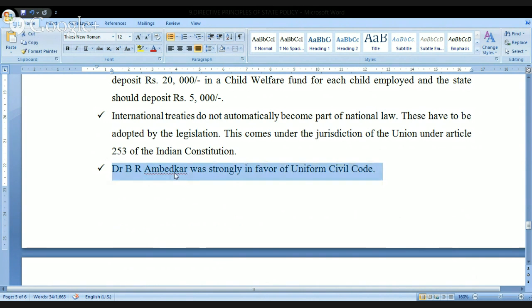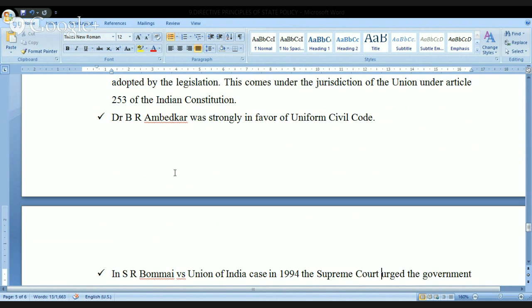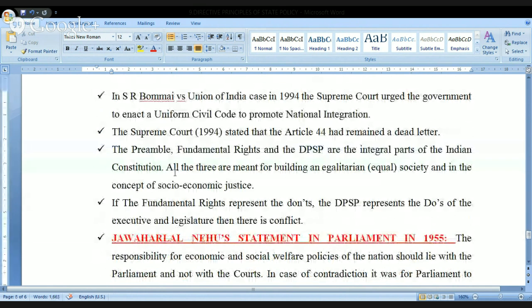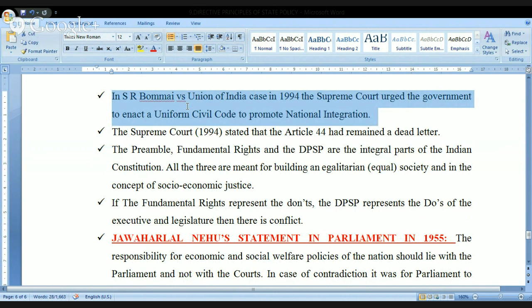And Dr. B.R. Ambedkar was strongly in favor of a uniform civil code, and he was the person to say that as early as possible, this UCC, Uniform Civil Code, has to be implemented. This is the statement made by Dr. B.R. Ambedkar. Next, look at this. We have some more points. In the S.R. Bommai versus Union of India case of 1994, the Supreme Court urged the government to enact a uniform civil code to promote national integration. It is only a suggestion that was made by the Supreme Court, but the Supreme Court cannot give a direction. Kindly remember this. Meaning the Supreme Court also expressed its opinion saying that a uniform civil code has to be implemented to promote national integration.